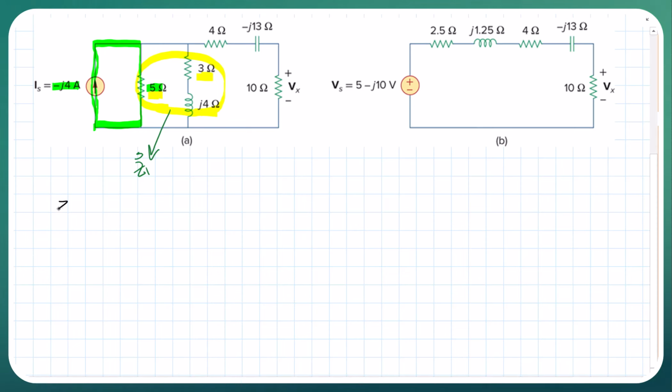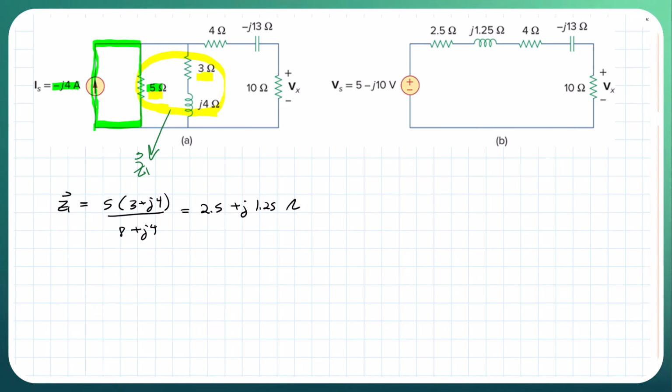So we're going to say Z1 is equal to 5 times (3 plus J4), because they're in parallel, over the sum of those, which is going to be 8 plus J4, and that's going to give us 2.5 plus J1.25, and that's ohms. So now we have Z1. Okay.